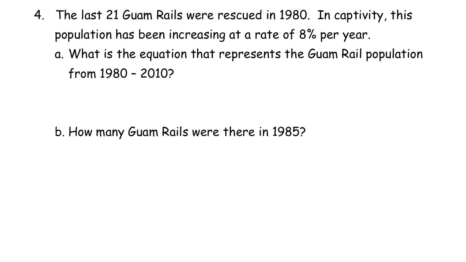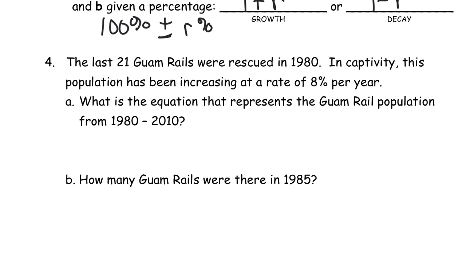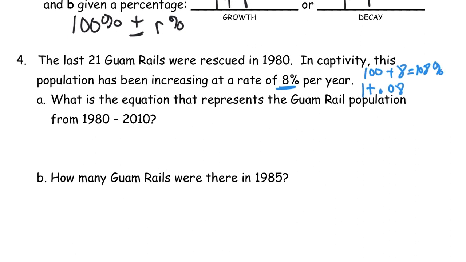Okay, so let's take a look at what we got. Last 21 Guam rails were rescued in 1980. In captivity, this population has been increasing at a rate of 8%. Increasing, is that growth or decay? So this would be 100% plus 8%, right? Which would give us 108%. You could also just do that as 1 plus 0.08, right? Because this is still a percent over here, correct?